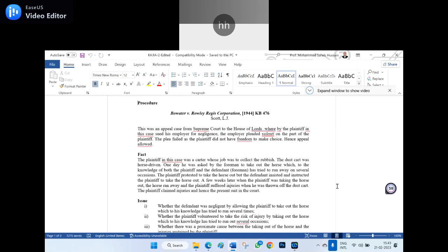So in the original case law, the plaintiff sued the employer for negligence, and the employer pleaded. What defense was taken by the defendant side, the employer? They say volenti non fit injuria. What does it mean?